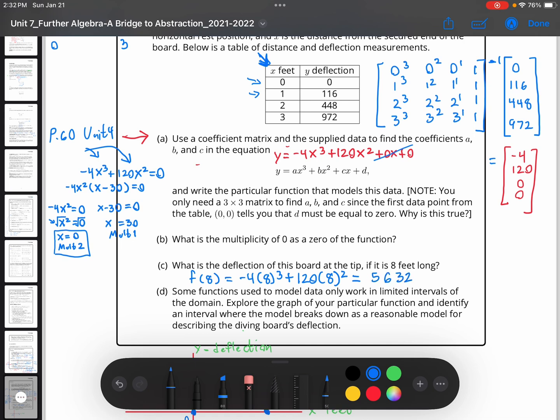5,632. Now remember, these are 1,000ths of an inch, so don't forget that, because otherwise that number seems really big for what we're doing.